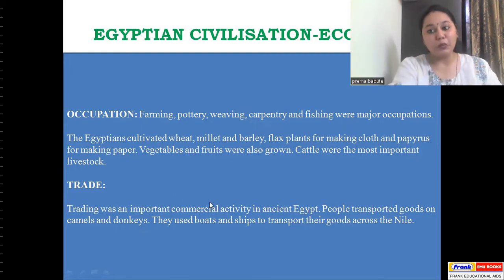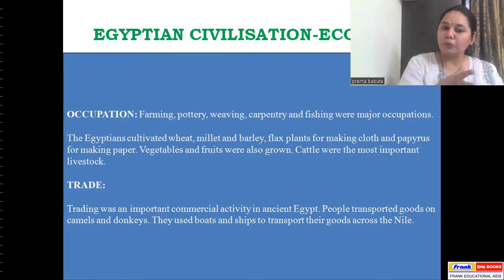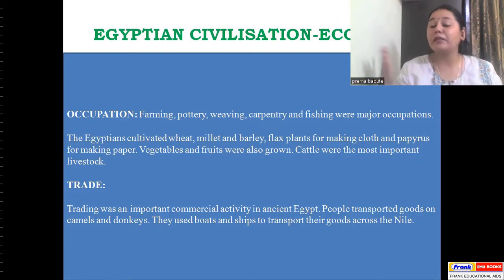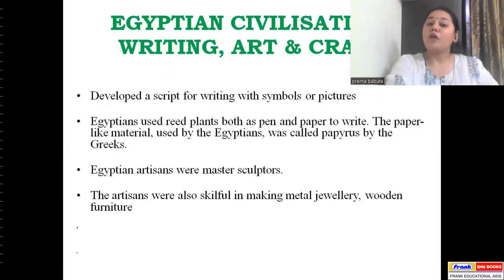And of course, we know that trade was an important activity. In the very first slide, we studied that the River Nile was used for trade purposes, and people transported goods on camels and donkeys as well. So land transport was also used along with boats and ships. Okay. Now we come to writing, art, and craft. They developed a script for writing with symbols or pictures, and they used reed plants both as pen and paper to write.